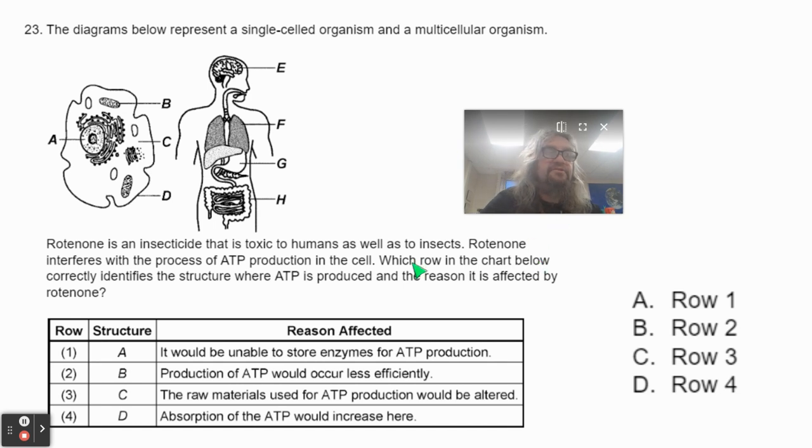We're about two-thirds of the way through the test. Hopefully you're still feeling pretty good. That's good. All right. These are some good Regents questions.